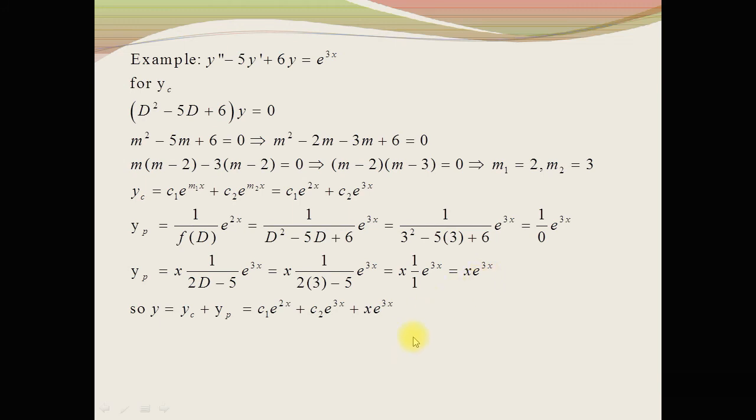Now the complete solution for this given second order non-homogeneous linear differential equation is equal to the complementary solution plus the particular solution. The complementary solution is equal to c1 e power 2x plus c2 e power 3x, and the particular solution is x e power 3x.